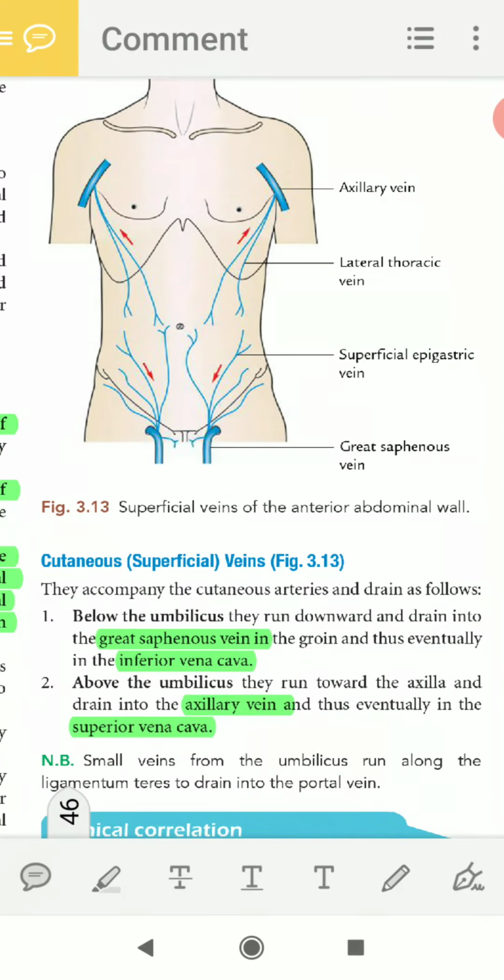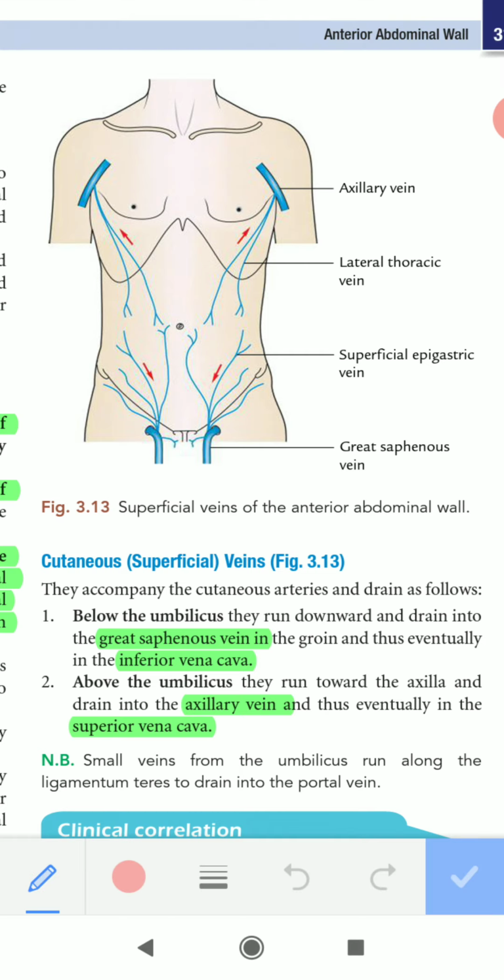Now come to the cutaneous veins. Look at that. Below the umbilicus, the veins run downward and drain into the great saphenous vein, and ultimately drain into the inferior vena cava. But above the umbilicus, all the veins drain into the axillary vein and ultimately drain into the superior vena cava.